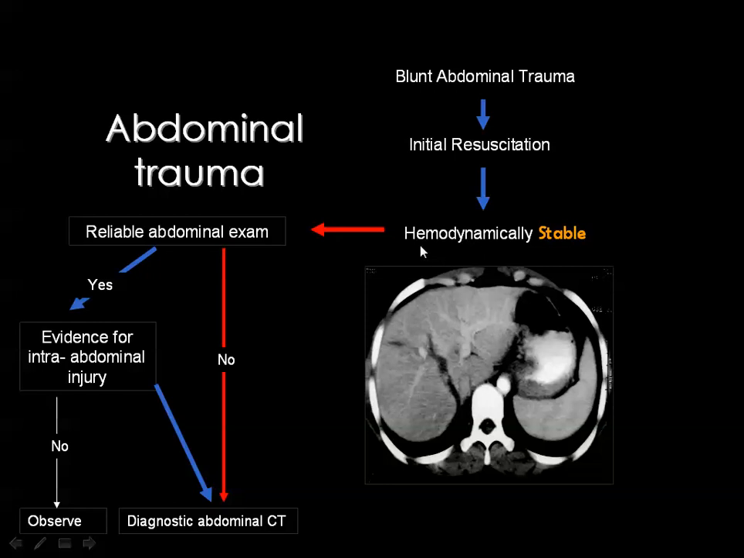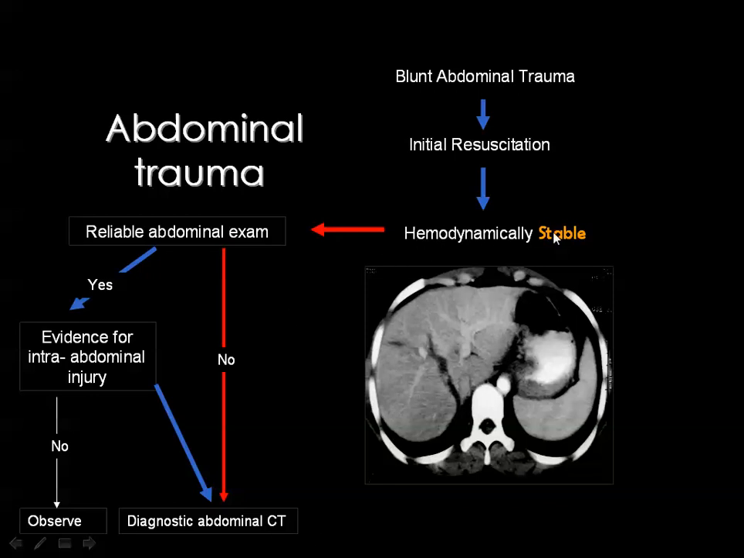If the patient is hemodynamically stable, and you are able to do a reliable abdominal examination, then by this examination you can detect evidence for an intra-abdominal injury. If there is no evidence on reliable abdominal examination, then the patient is put under observation. But if there is evidence of abdominal injury on a reliable abdominal examination, then the next step will be to do a diagnostic abdominal CT scan.